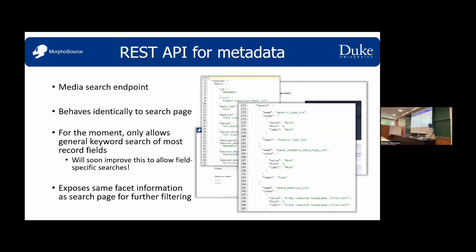It also, via the API, exposes the faceting. So the same way on the website that you can do the filtering and browse category by category, the API also makes that available. It enriches the amount of data that one could use to build downstream software tools.